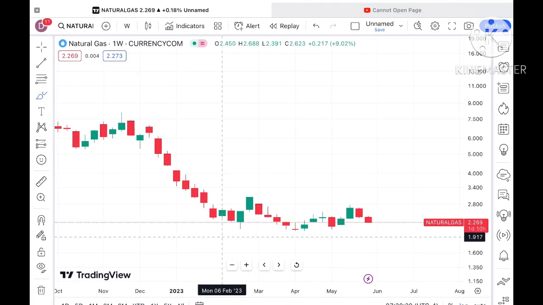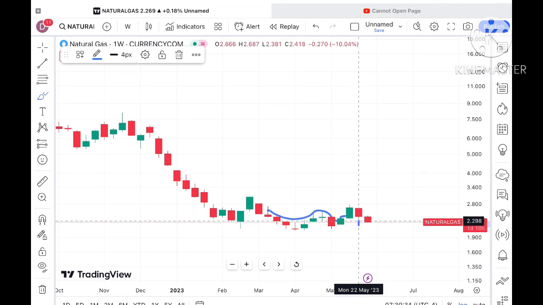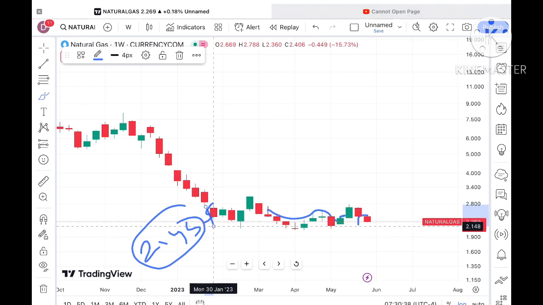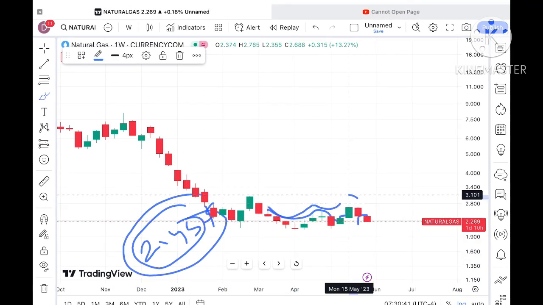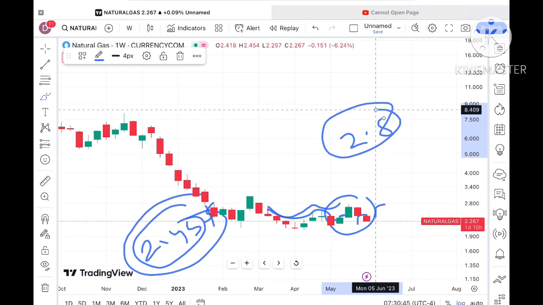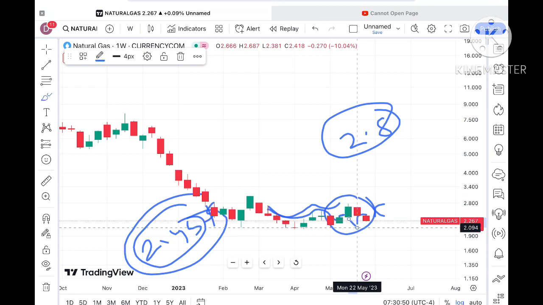Previously I have already explained that there is a U pattern forming. After that, it has come upside, making a high of around 2.43. As a cup pattern was forming, chances were very high it could go towards a level of 2.8, which I have already explained in my previous video. Now it is on the downside.